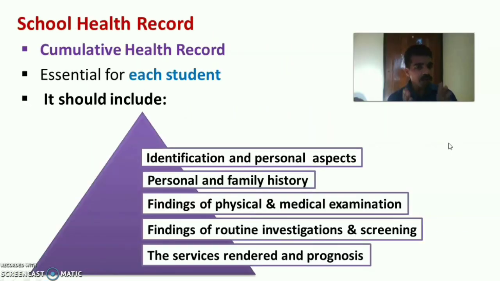The last broad area or component of school health services is the school health record. The school health record is a cumulative health record. It is essential for each student, and it should include identification and personal aspects of the school children, personal and family history, findings of physical and medical examinations conducted during the school health services, findings of routine investigations and screening programs, and the services rendered and the prognosis of the services of the children.